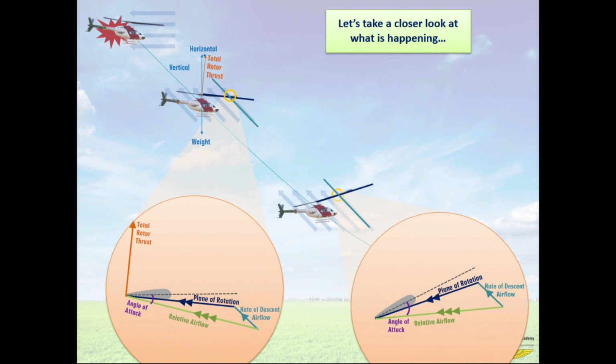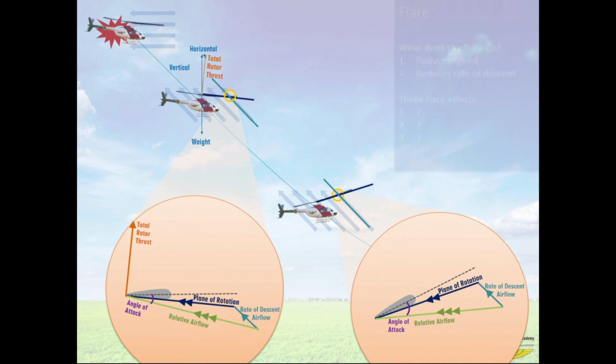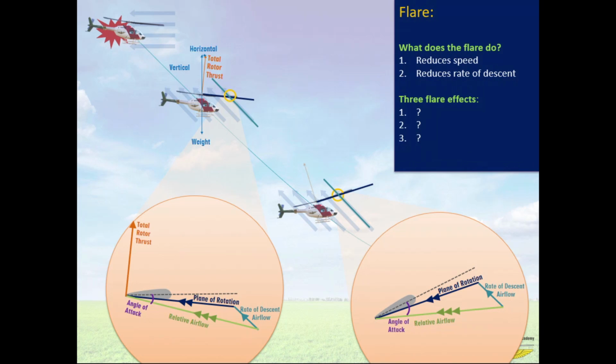Let's say, exaggerate, say it's gone to about 90 degrees. If it's gone to 90 degrees, I've actually increased my angle of attack. Instantly, the flare has increased my angle of attack. If I increase my angle of attack, what have I done? Increased lift or decreased lift? Increased it. So therefore, what's happened to my total rotor thrust? I've increased it, yeah? My total rotor thrust has gone up.